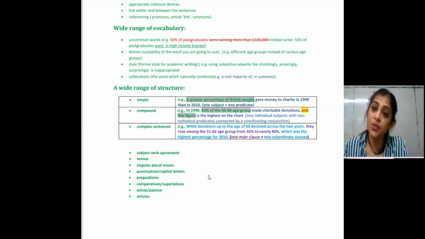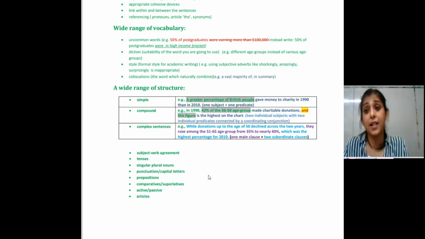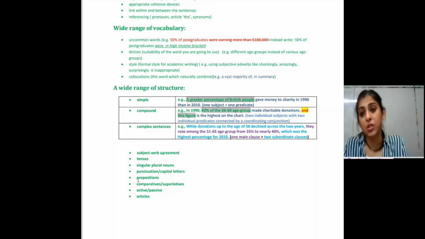When you are starting a new sentence, the first letter should be capital. Other than this, when you are writing the names of some countries, then the first letter should be capital. When you are writing the name of some month, first letter should be capital. When you are writing the name of some day, first letter should be capital. Got it? So now next is prepositions.